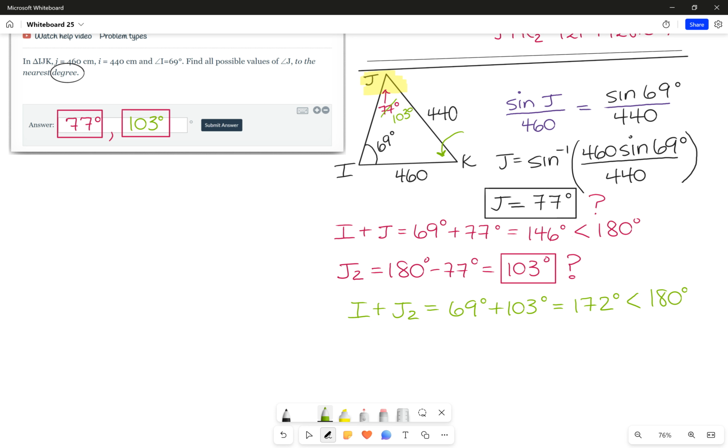And so here's an example where you end up with two acceptable solutions. That means two triangles can be constructed with the given measurements: i being 440, j being 460, and I being 69 degrees. You can draw two different triangles and use these exact measurements. And that's how you do ambiguous cases.